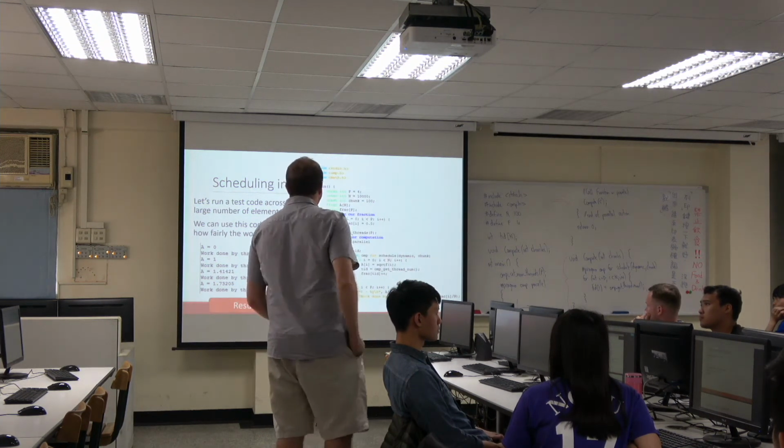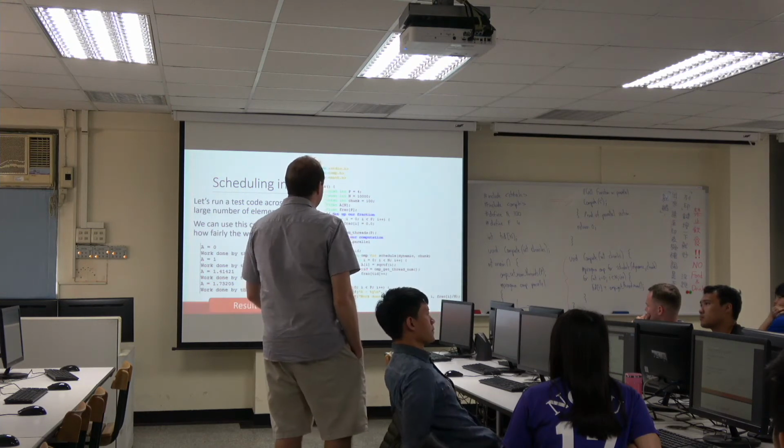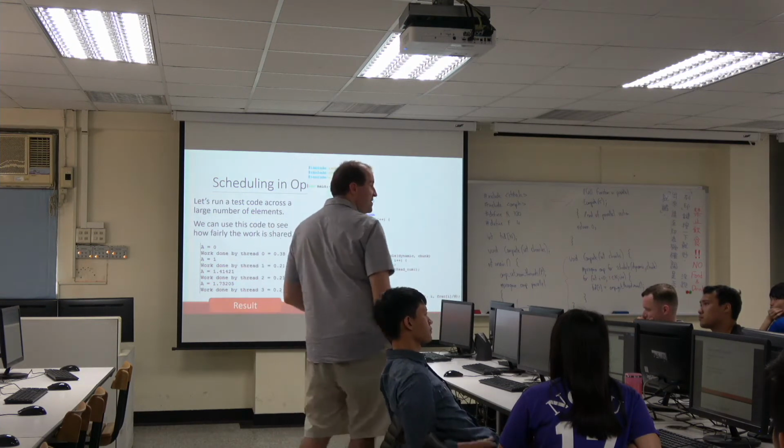So, in this code, we have our for loop. We're computing A, so we are doing some work.